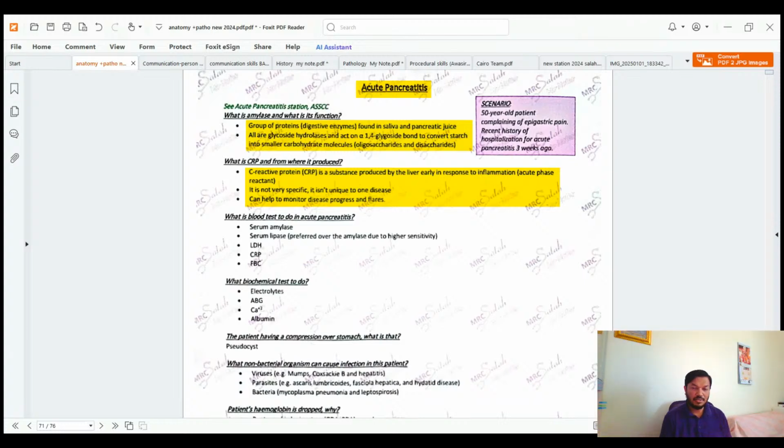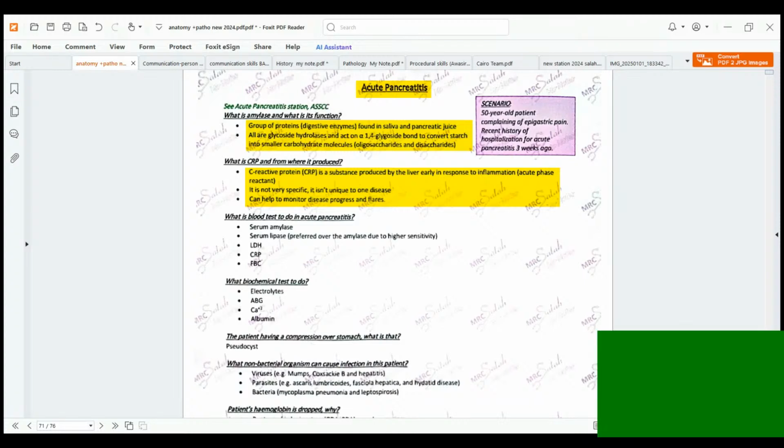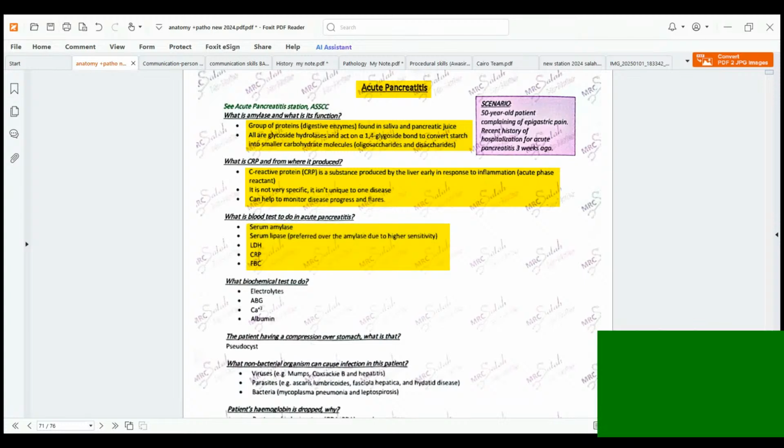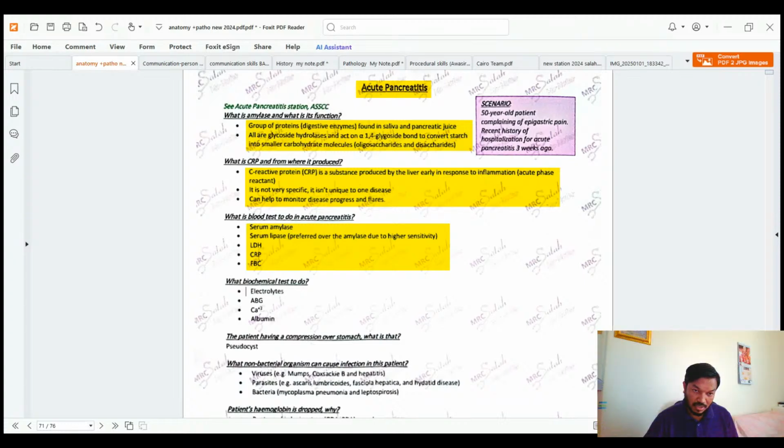Serum amylase, serum lipase, lactate dehydrogenase, CRP and full blood count. For biochemical tests we will do ECG, electrolytes, ABG, calcium, and albumin.